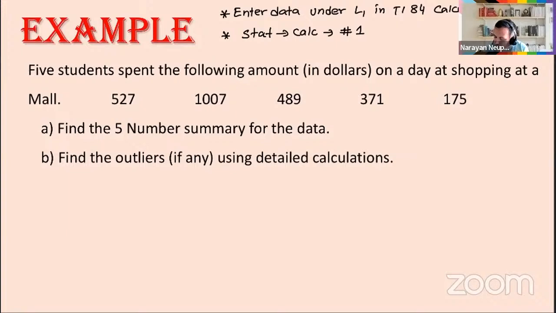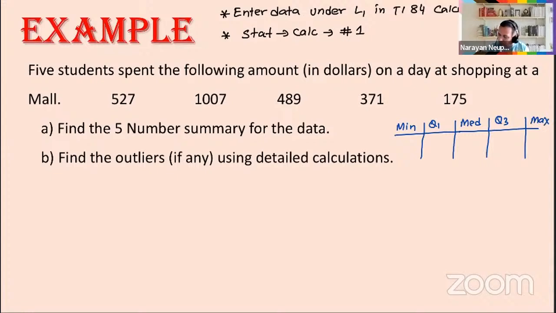The 5 numbers we are looking for are the minimum, that's the first number. Then we want the first quartile Q1. We want the median. We want the third quartile. And we want the maximum.